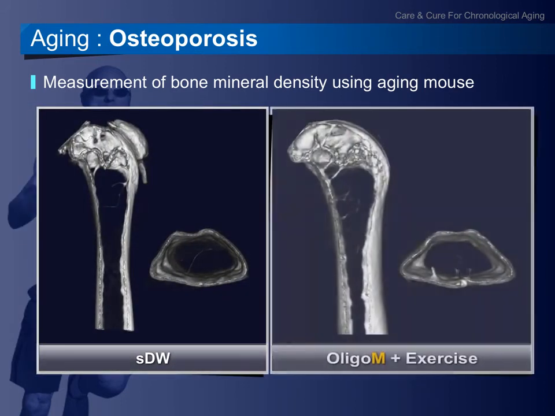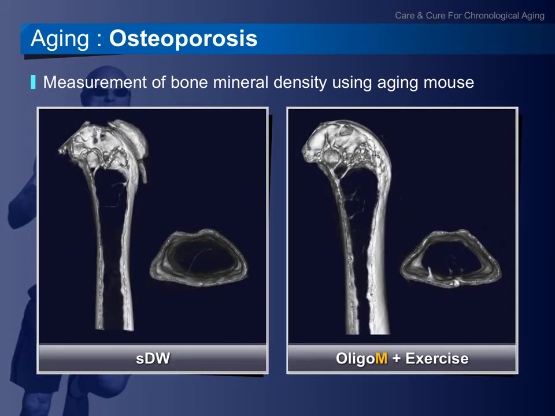Here are the CT scan images that compare sterilized distilled water treatment and OligoM with exercise treatment. The images show a clear increase in bone density accumulation in the OligoM and exercise-treated mice.